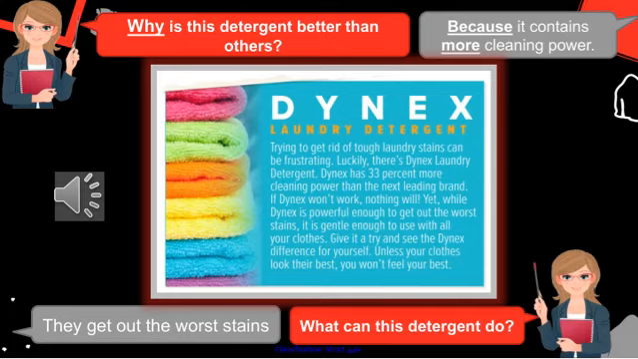Because it contains more cleaning power, this detergent is able to tackle even the toughest stains. You know, those stubborn marks that seem impossible to remove? Well, with this formula, they actually come out. So, what exactly can this detergent do? It's designed to lift and eliminate dirt and grime more effectively than standard options. And that's why it's better than others, because it delivers superior cleaning performance, saving you time and effort. When choosing a cleaning product, it's all about knowing it can handle the worst stains and keep your space looking fresh. That's the real advantage here.